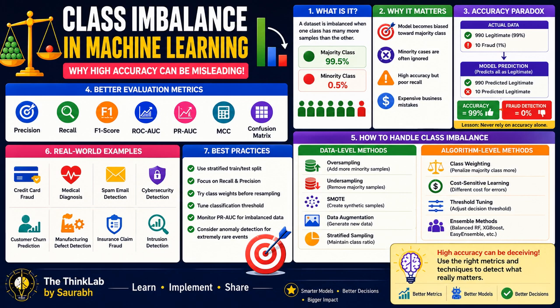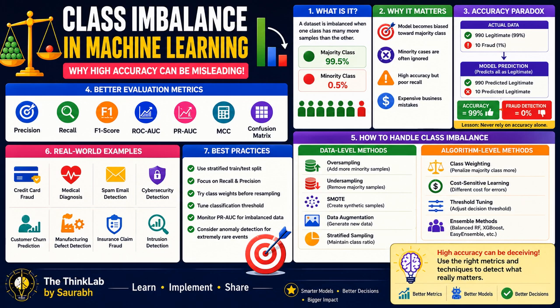Another powerful technique is called class weighting. Instead of changing the data set, we assign a higher penalty when the model misclassifies a minority class sample. Many algorithms, including logistic regression, support vector machine, XGBoost, LightGBM, and neural networks, support class weighting, right? Next comes cost sensitive learning. In this approach, different mistakes have different costs. For example, missing a fraud transaction is much more expensive than incorrectly flagging a legitimate transaction.